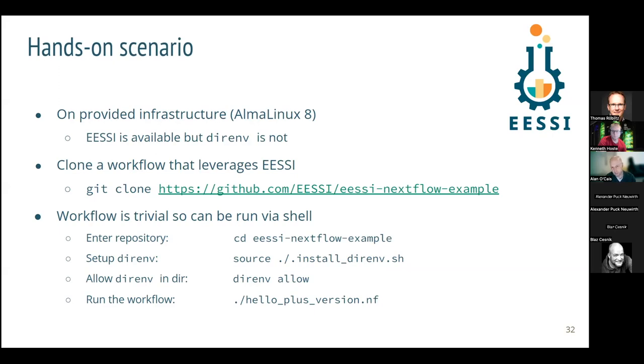What you're going to do is enter the cloned repository. You're going to source a particular file, and that's actually going to install direnv for you. Like I said, direnv is not already available on the system, so you'll need to install it. And you need to allow direnv in the directory. We'll see that in a second. direnv will tell you that it's not allowed to run in a particular directory, and then you need to tell it that it's okay, it can run in that directory. So you need to give it explicit permission to run. Once you do that, you'll see some output, and then you'll be able to run that workflow straight away.